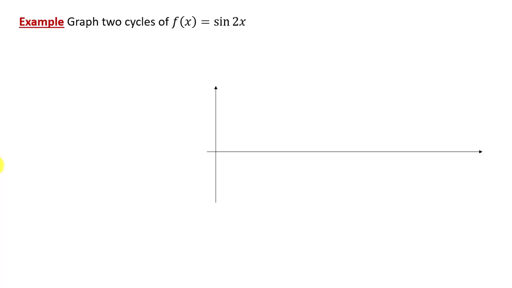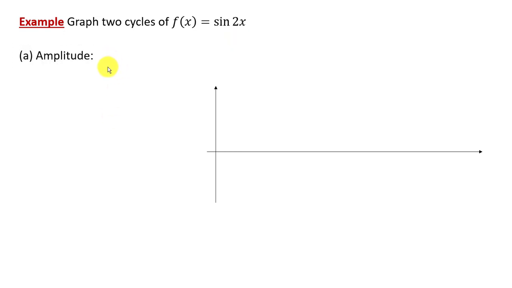Now let's try the actual graphing example. We're asked to graph two cycles of the function f of x equals sine of 2x. And these are the steps we're going to take. First, we're going to describe some characteristics of our future graph.